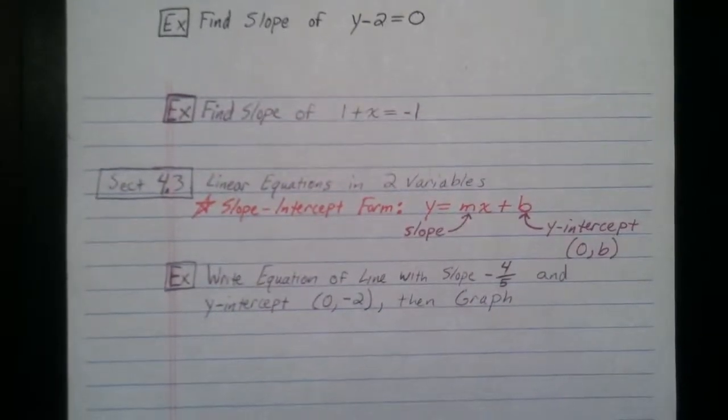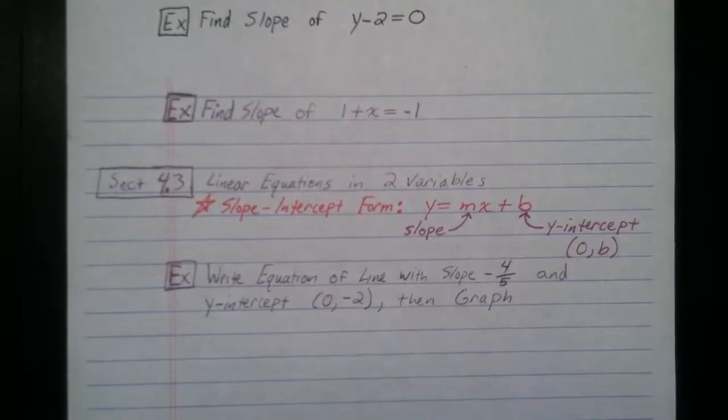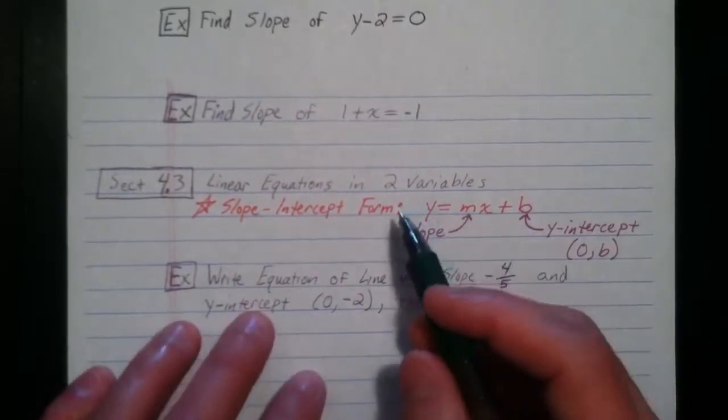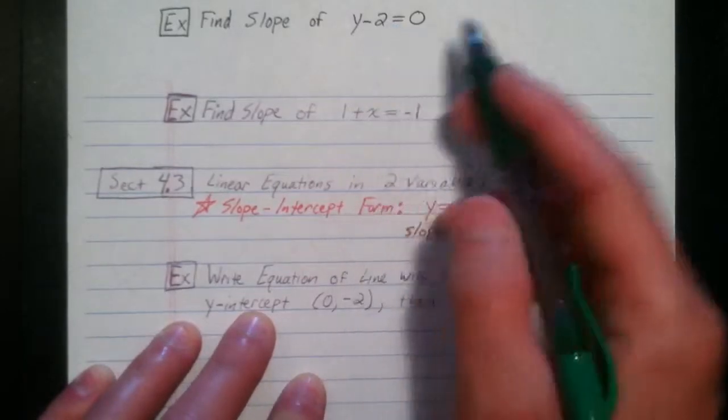Okay. Finishing up section 4.2, we have two kind of special cases of finding the slope when given an equation. Our first example is find the slope of the equation y minus 2 equals 0. Well, again, we can approach it like we did the last two problems. We don't really know until we get y set equal, or y by itself. Solve the equation for y. So we can start this equation in front of us, trying to get y by itself.